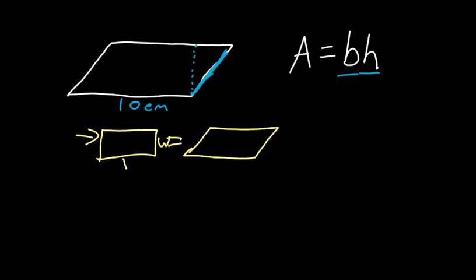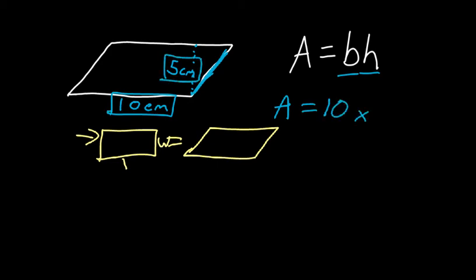So similar to how we found the height of a triangle, here we might say the height is 5 centimeters. So in this case, the area would be the base, which is 10, times the height, which is 5, and we come up with an area of 50 centimeters squared.